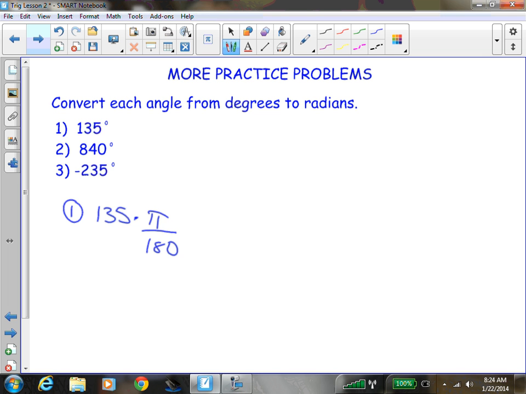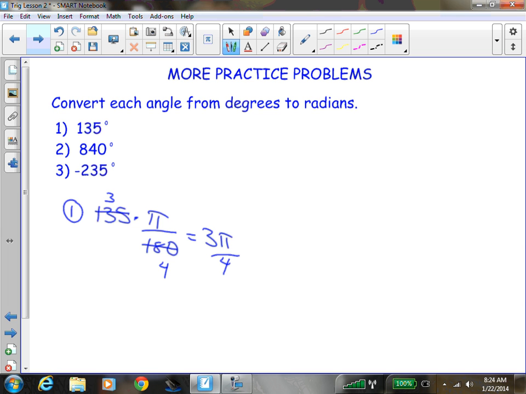In this first one, it turns out that 135 is divisible by 45, and so is 180. And so 45 into 135 is 3, and 45 into 180 is 4. So this is going to be 3 pi over 4.